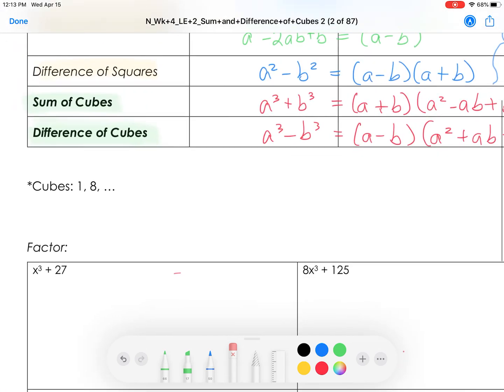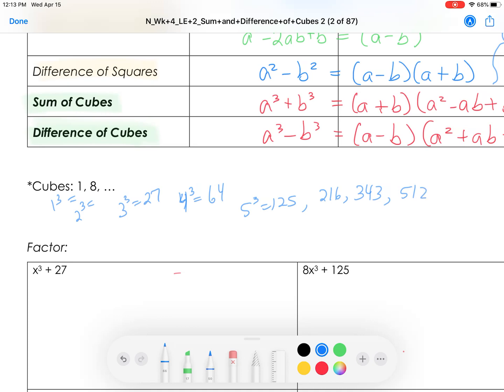A quick review before we do that. The numbers that are perfect cubes: 1 cubed makes 1, 2 cubed makes 8, 3 cubed 27, 4 cubed 64, 5 cubed 125. And you could just continue that list to help jog your memory for numbers that are cubes. The next, 6 cubed, would be 216, 7 cubed 343, 8 cubed 512, 9 cubed 729, 10 cubed 1,000, etc.